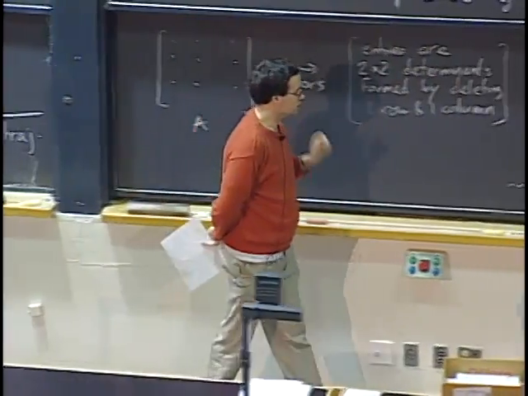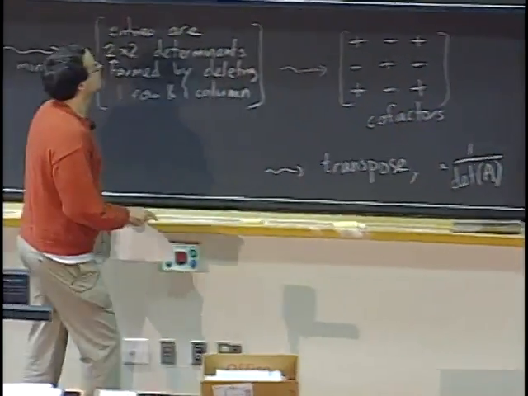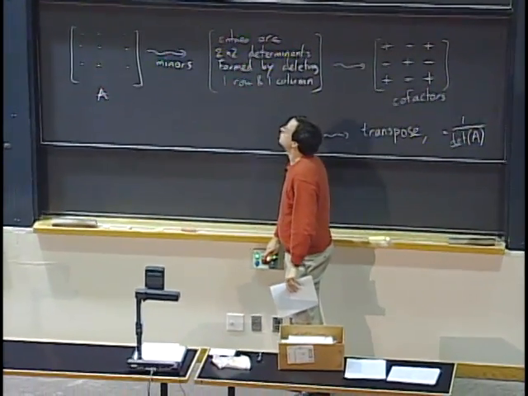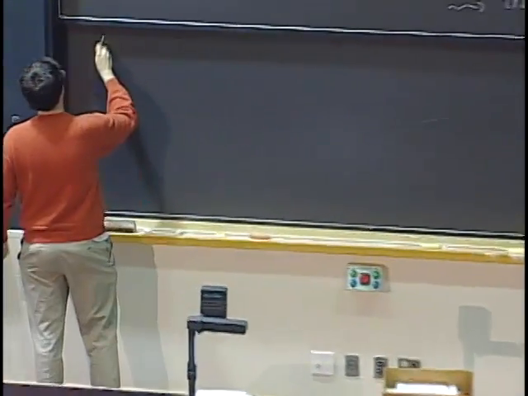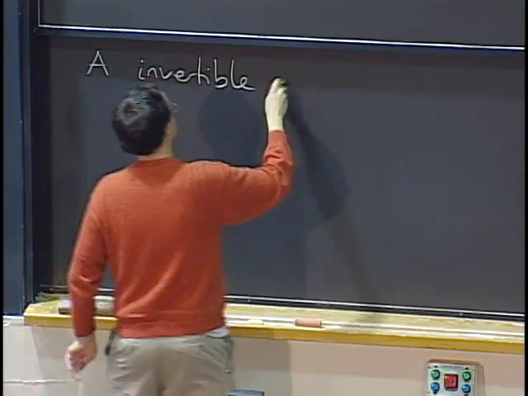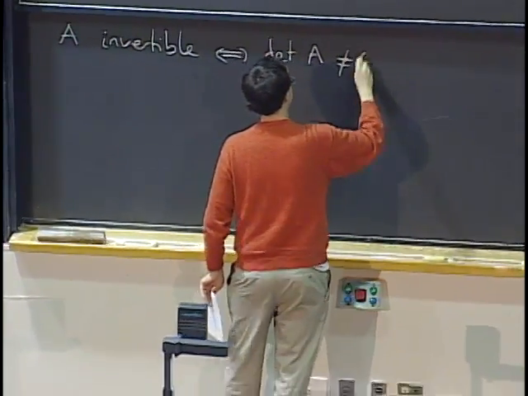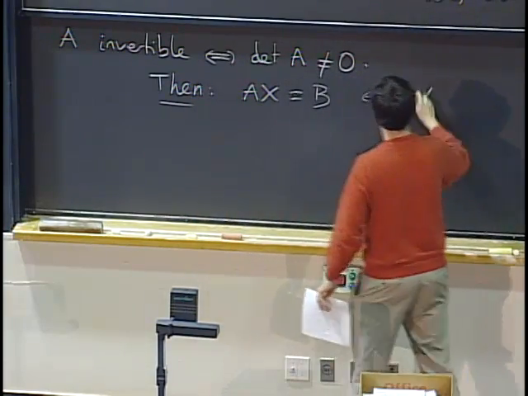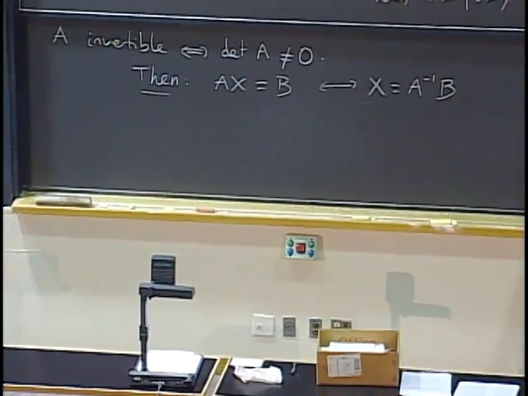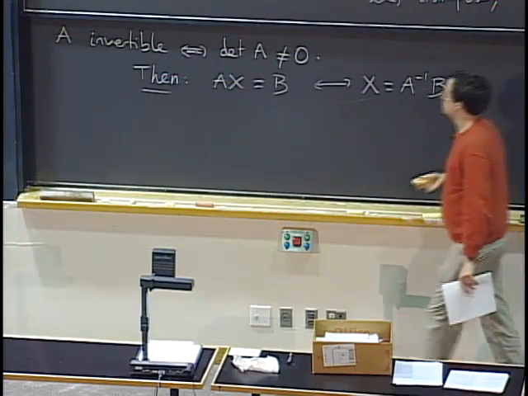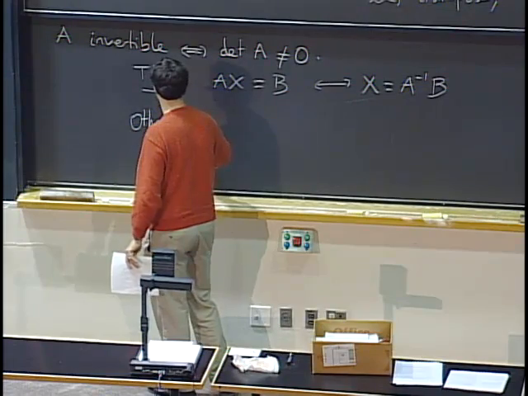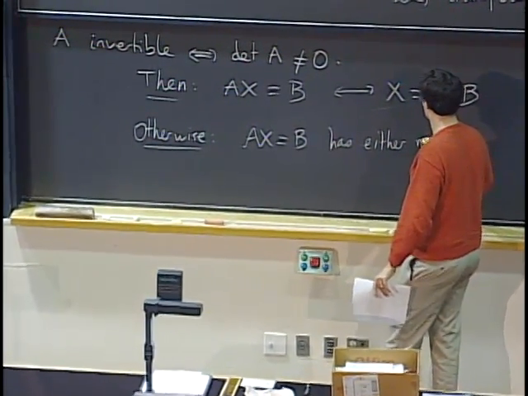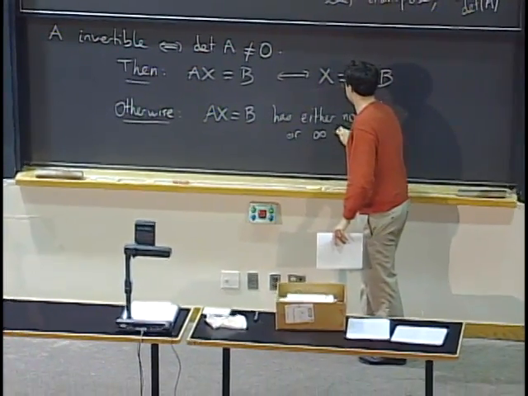But of course, there's one condition, which is that the determinant of a matrix has to be non-zero. So in fact, we've seen that a matrix is invertible exactly when its determinant is not 0. And if that's the case, then we can solve the linear system Ax equals b by just setting x equals A inverse b. That's going to be the only solution to our linear system. Otherwise, Ax equals b has either no solution or infinitely many solutions.